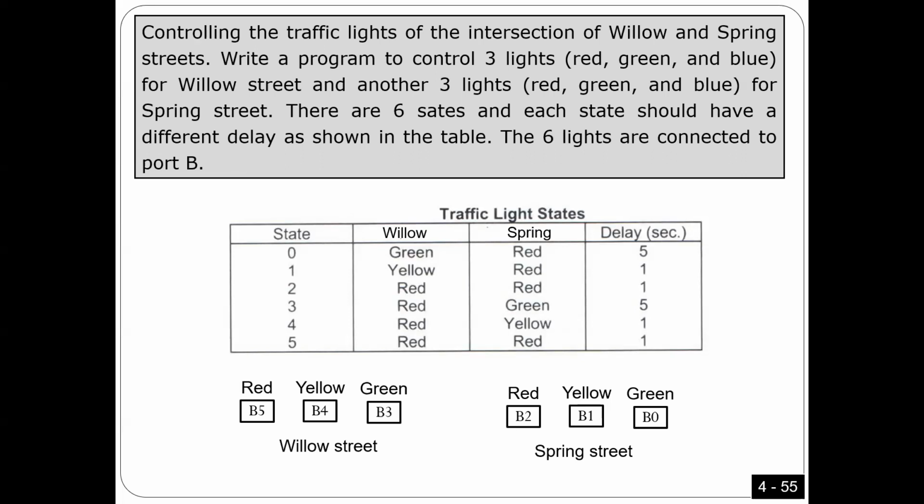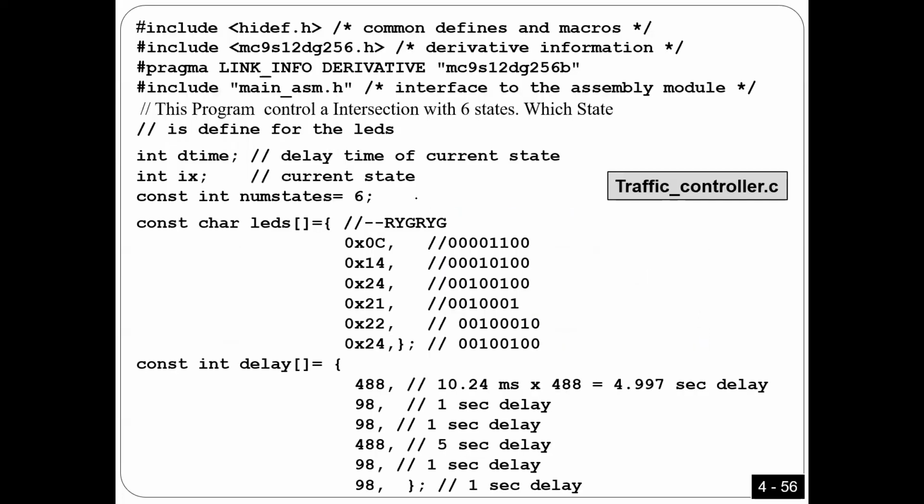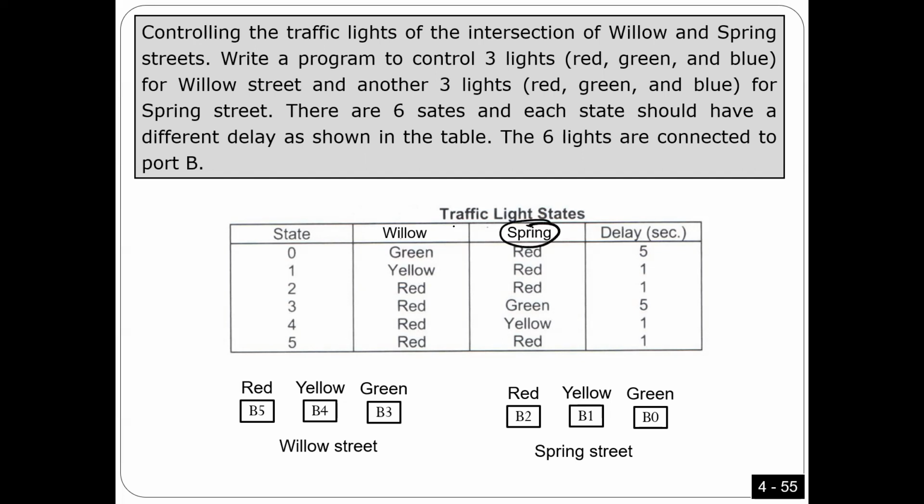When I use the microcontroller to program a traffic light, the idea is, I'm assuming we have two streets, for example Spring Street and Willow Street. So you have an intersection here. As you know, if you allow cars to drive this way, the cars on the other street should stop here. That's why you use traffic lights here.